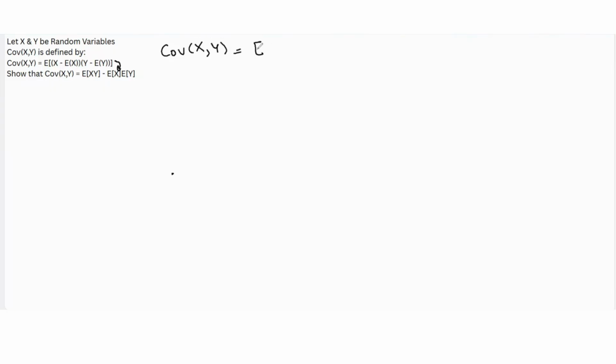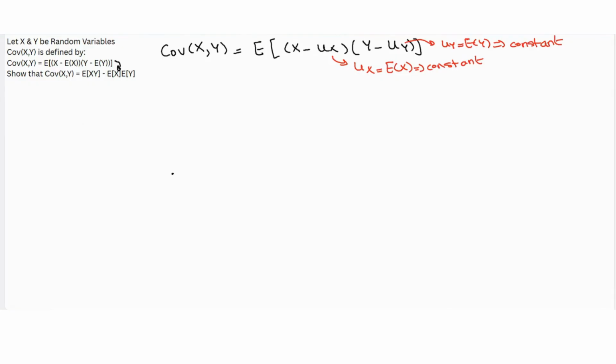Covariance between X and Y is the expected value of (X minus, instead of expected value of X, I'm writing mu of X, and instead of expected value of Y, I'm writing mu of Y). It will just make the notation easier, right? So this is just a notational convenience: mu of X is expected value of X, and we know this is a constant, because when you take the expectation of a random variable, we get a constant. Mu of Y is just expected value of Y, and this is also a constant because when you take the expectation of a random variable, you get a constant, right? So this is just notational convenience.